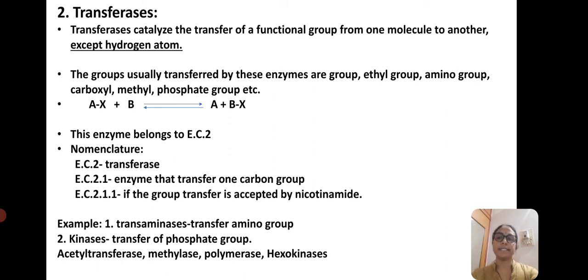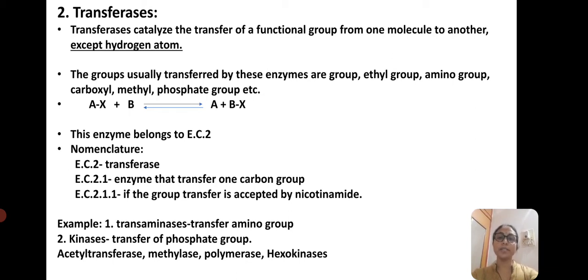So we can take the example here, AX, that is the group X is attached to the substrate A. When it is added with substrate B, then that X group will be transferred to the other substrate, that is B. So A plus BX. This is the schematic representation. And this belongs to EC 2. So EC 2 enzyme, the enzyme which transfers the 1 carbon group here, and 2.1.1, then the group transfer is accepted by the coenzyme. Which particular coenzyme? Here usually nicotinamide is the coenzyme.